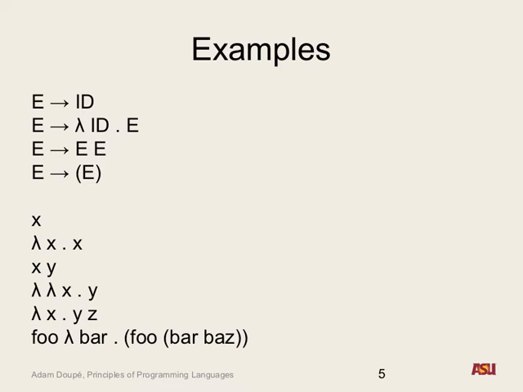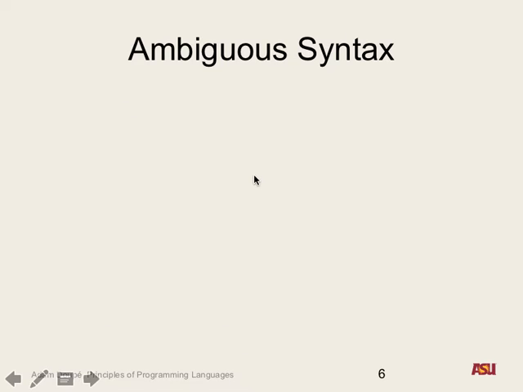Okay, what about something like this? Can you have something before the lambda? Yes, because it could just be expression. At the top, rule 3 says this whole thing is an expression. Then rule 2 says this is lambda ID dot expression, and we know this is an expression because of rule 4, and then we have expression space expression. Inside here we know this is an expression because of the parentheses, and then here we have expression. Cool. But we have clearly ambiguous syntax.